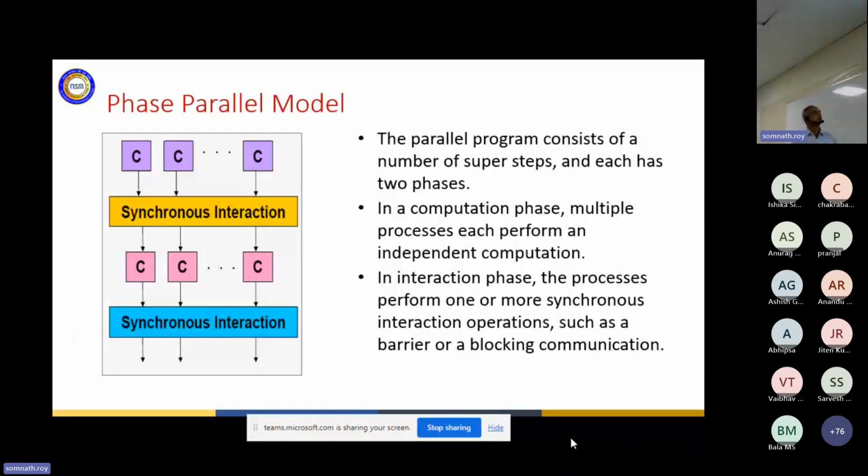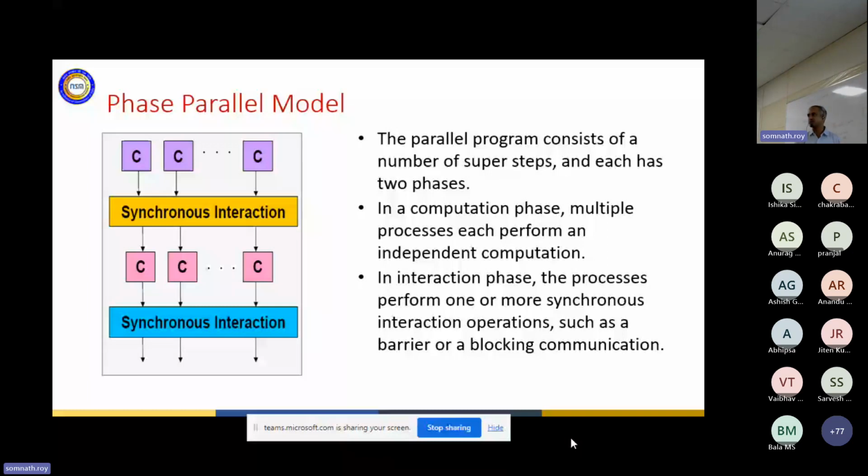So one is called phased parallel. In this case, we have what is called a superstep. What is a superstep? Compute and synchronize. Before compute starts, the workload is distributed, and ideally they should take equal time, but they will not. One of them will finish first, one of them will finish last. Till the last one finishes, the first one will wait. There they will exchange whatever data they want.